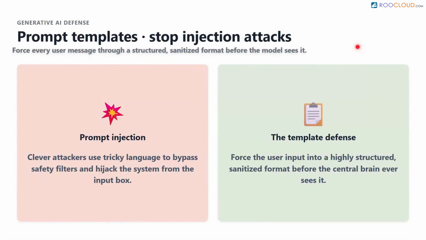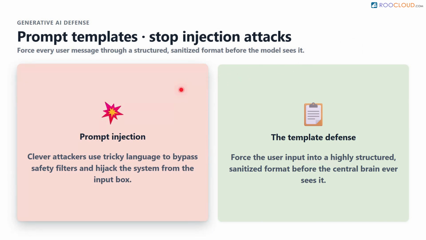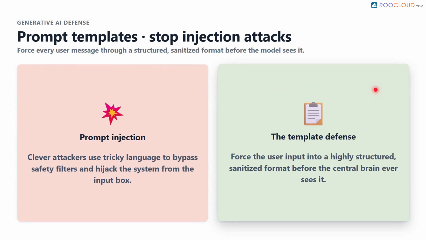Let us move on to a powerful defense mechanism called prompt templates. When users interact with a generative system, they provide instructions or questions called prompts. If users can type literally anything they want into the text box, clever attackers can use tricky language to bypass safety filters and hijack the system, a danger known as prompt injection. To combat this, developers use prompt templates as a mandatory pre-processing step. A template forces the user input into a highly structured, sanitized format before the central brain ever sees it.